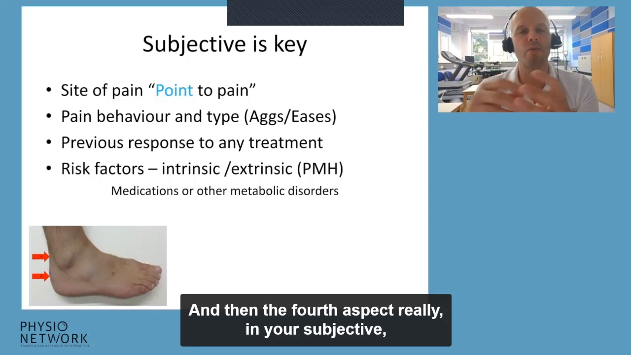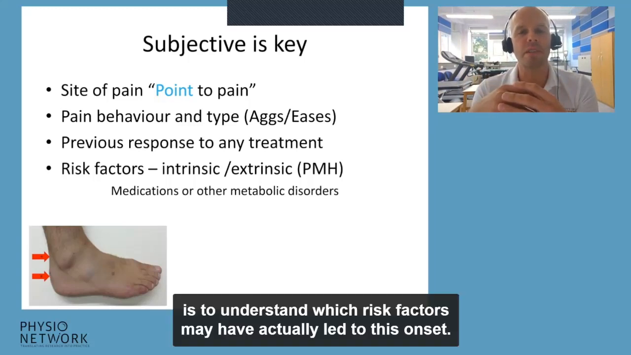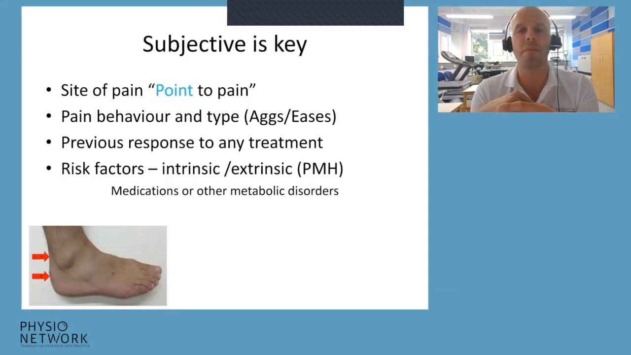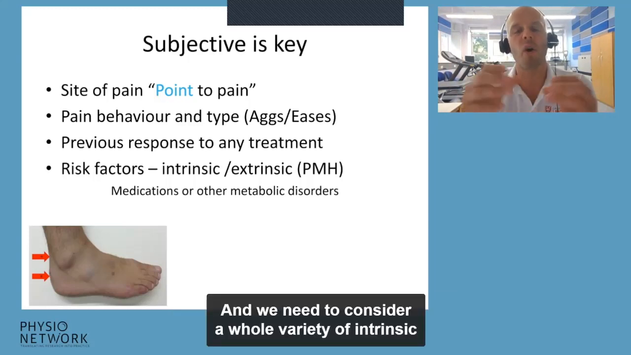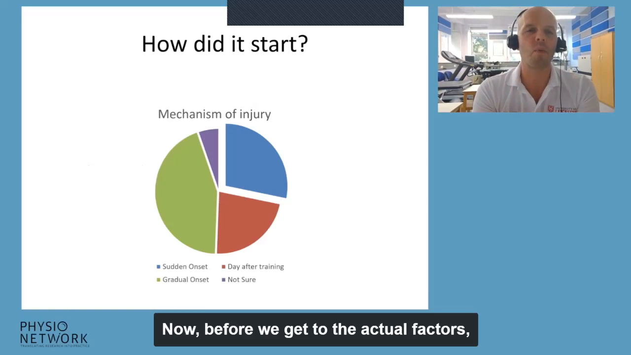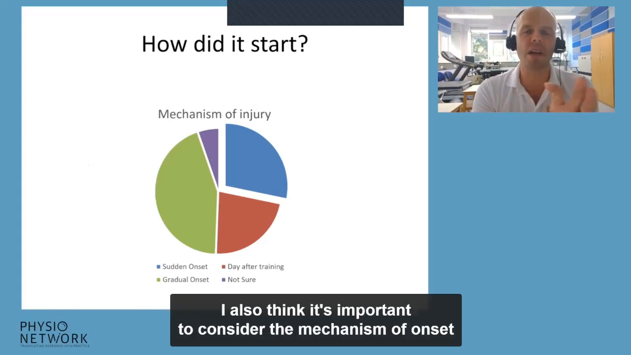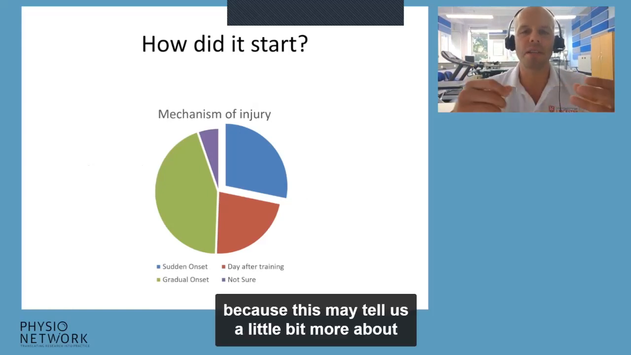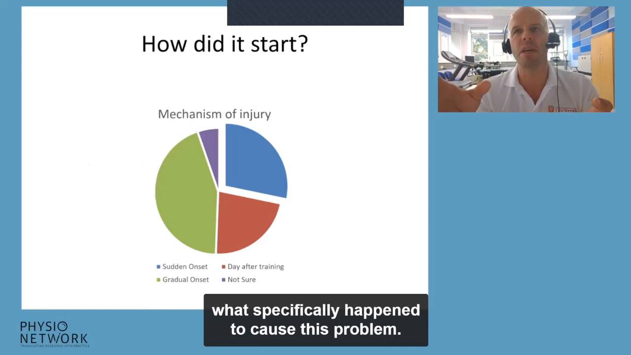And then the fourth aspect really in your subjective is to understand which risk factors may have actually led to this onset. And we need to consider a whole variety of intrinsic and extrinsic factors. Now, before we get to the actual factors, I also think it's important to consider the mechanism of onset, because this may tell us a little bit more about what specifically happened to cause this problem.